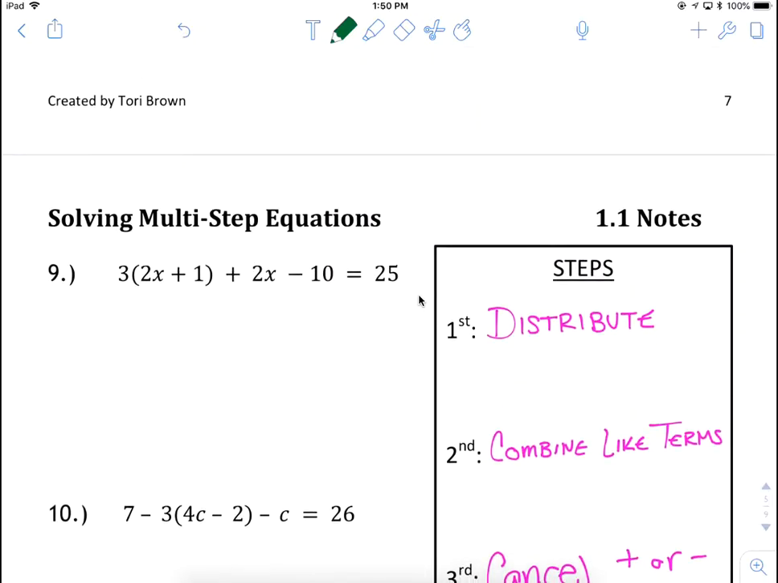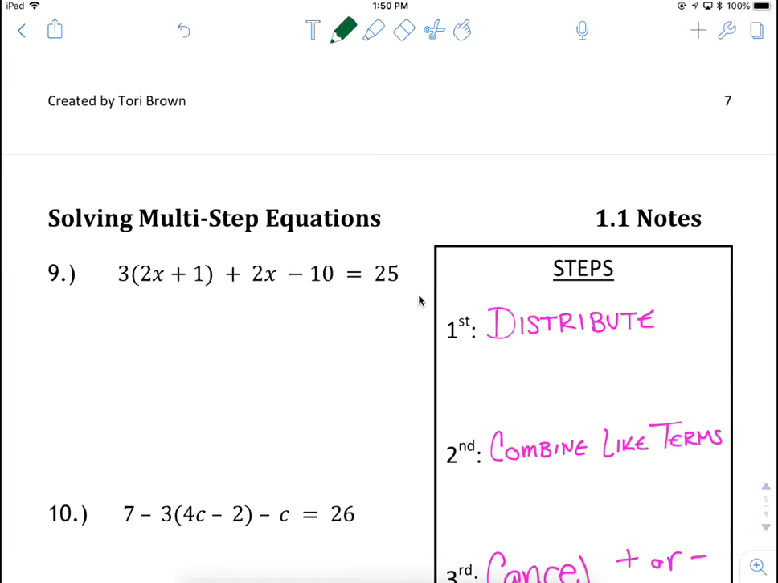Got 3 more questions left. These are called multi-step equations. Multi-step because they have more than 2 steps. Okay, so we're going to do the same 2 things that we've been talking about. We're going to distribute first, combine like terms of anything that we have, and then we're going to solve it the same way that you just did.